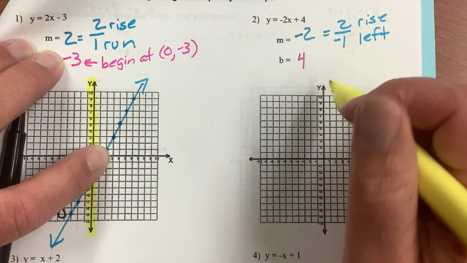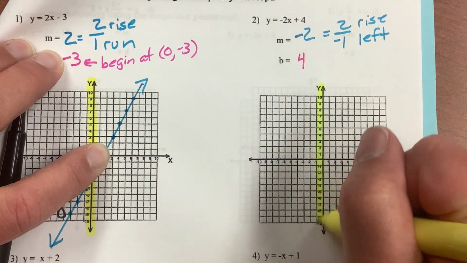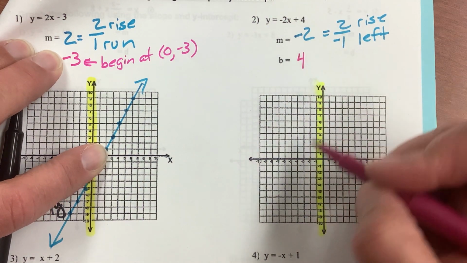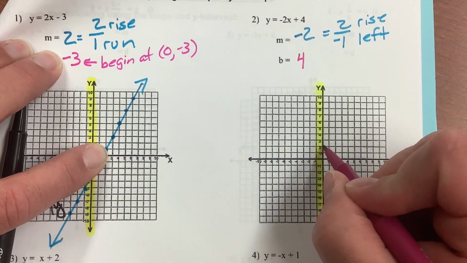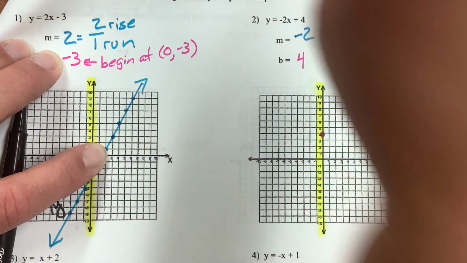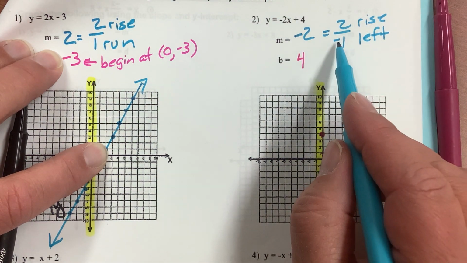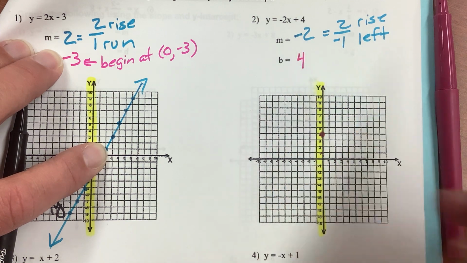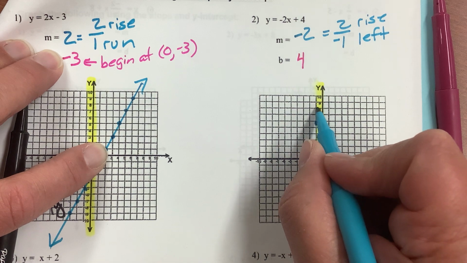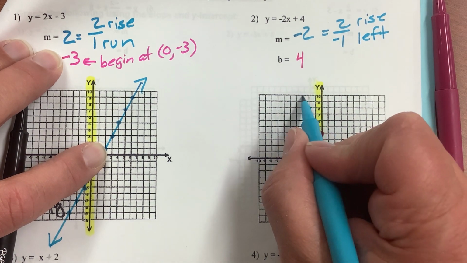Highlight my yellow line because I know that's where I'm going to be beginning. On that y-axis, I go up to 4. 1, 2, 3, 4. Put my first dot. Now, look, rise over left. Because it's negative 2, I have to go left. Rise 2, left 1. Rise 2, left 1.